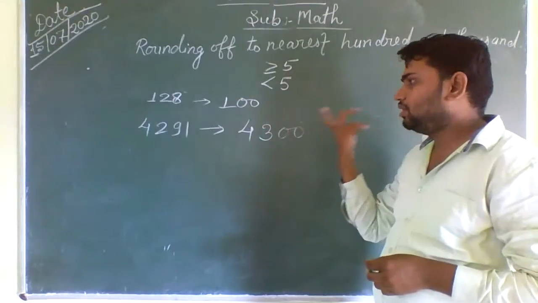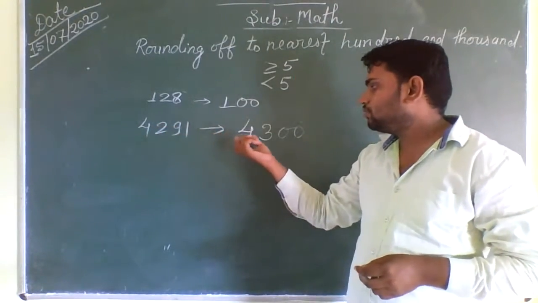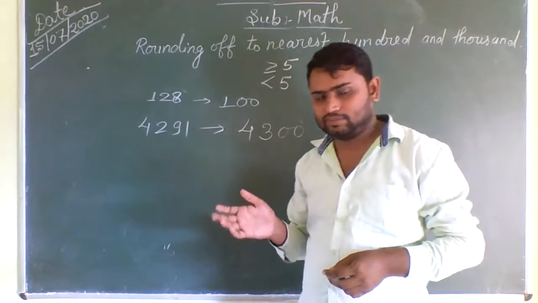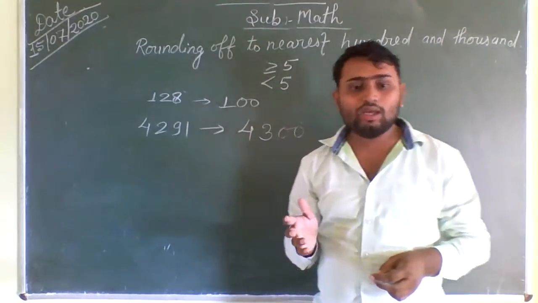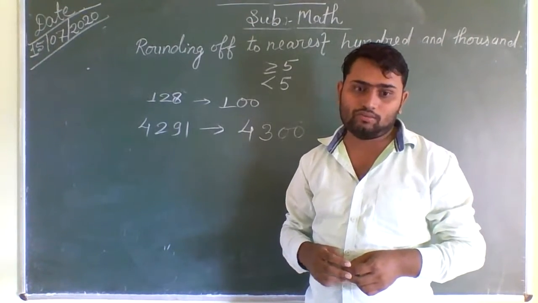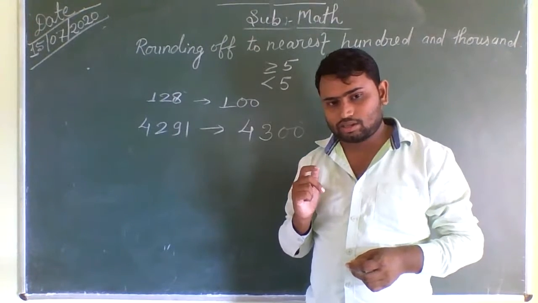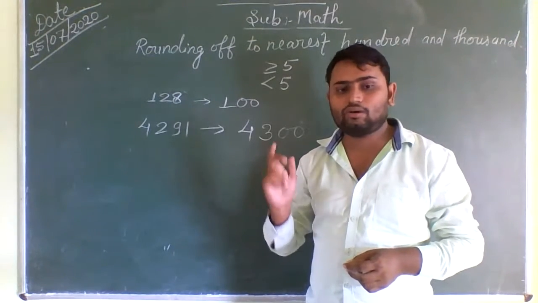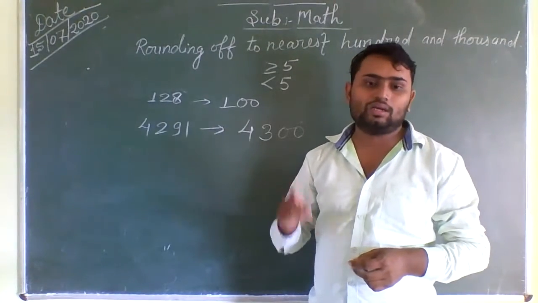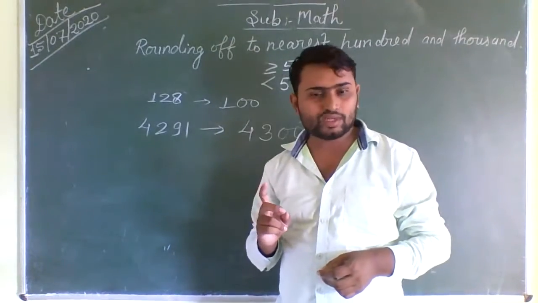It means the nearest hundred of 4291 is 4300. After writing the hundreds digit, we will put 2 zeros after that. We will not repeat the digit at tens place and the digit at ones place. This is the way by which you can find the nearest hundred of any given number.